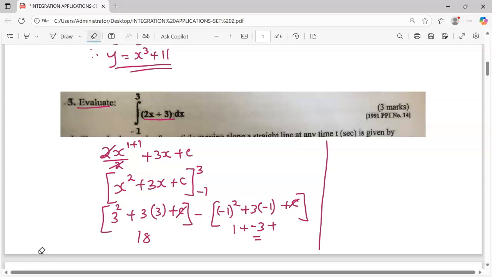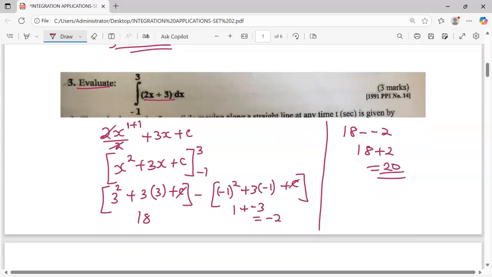Remember, c is already gone, so we are going to have a minus 2 here. Meaning, now to get the true value of this evaluation, we take the first bracket, which is 18, minus the second bracket, which has given us negative 2. Minus minus will give us a plus, and therefore this is 18 plus 2, giving us 20, and that becomes the answer to that particular question.